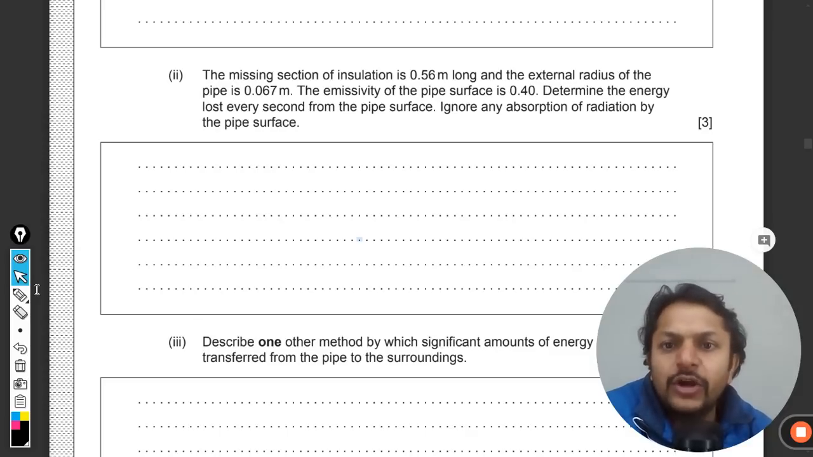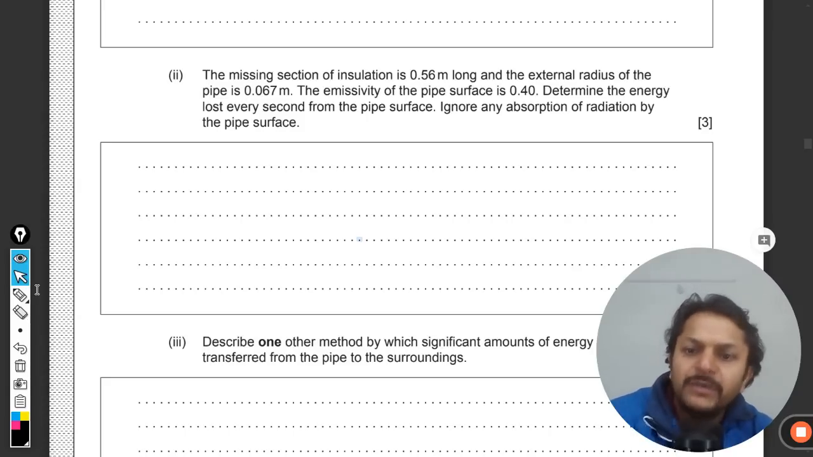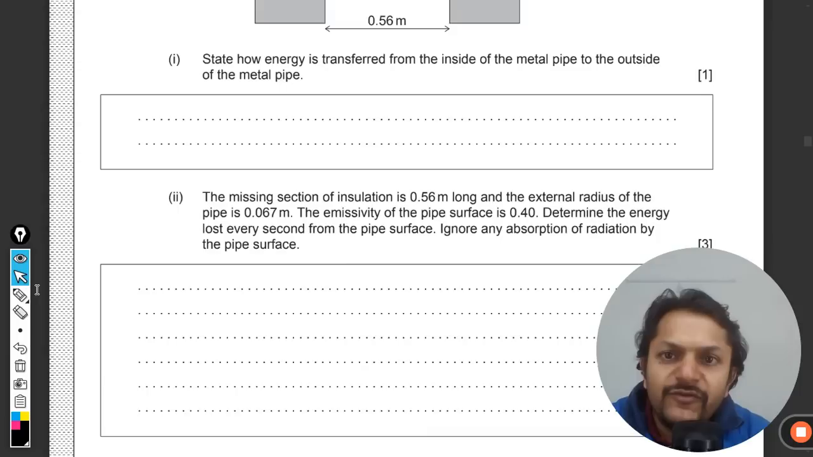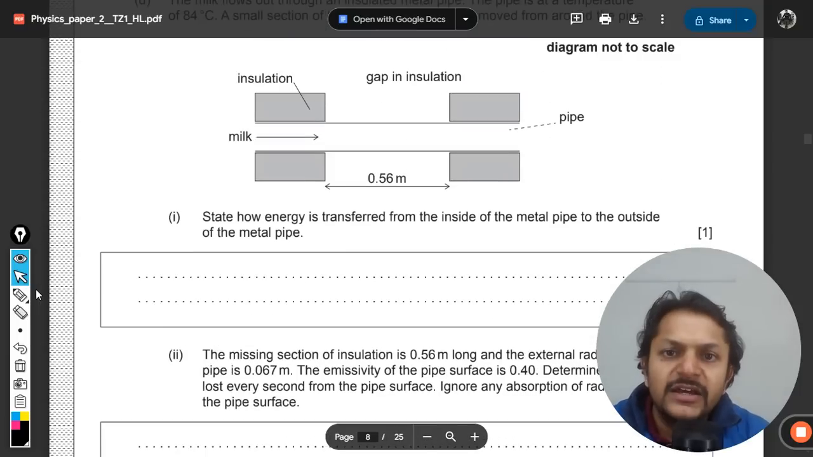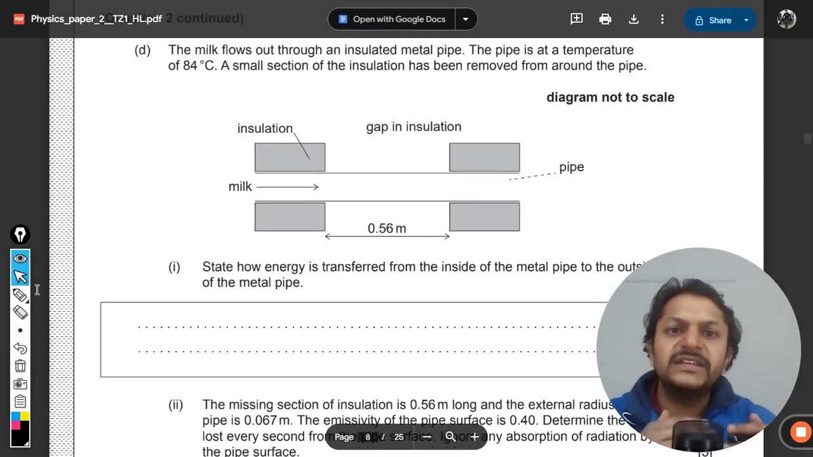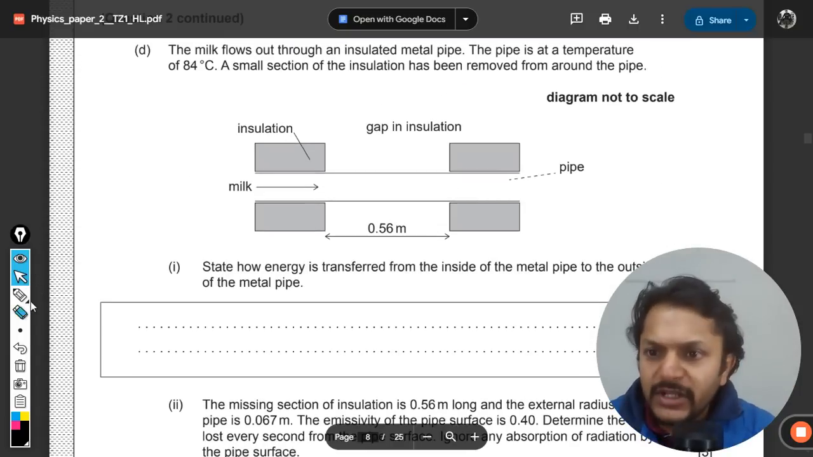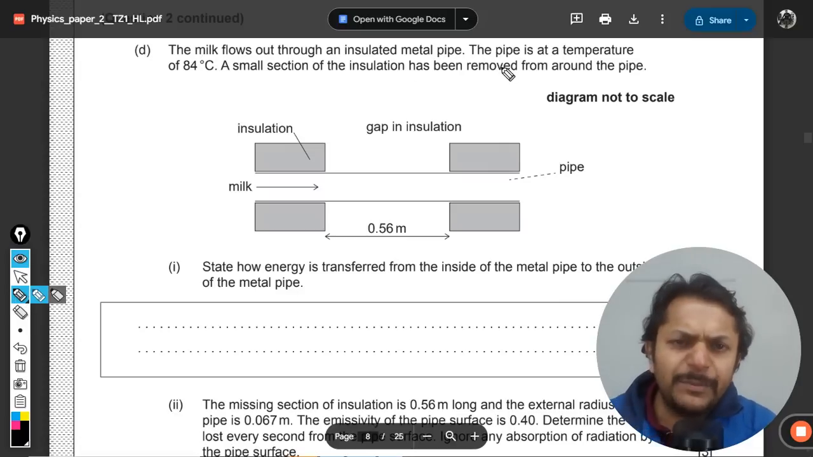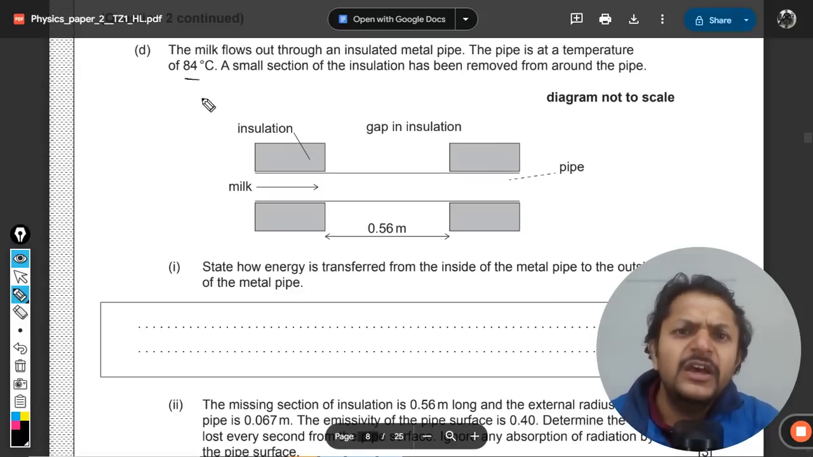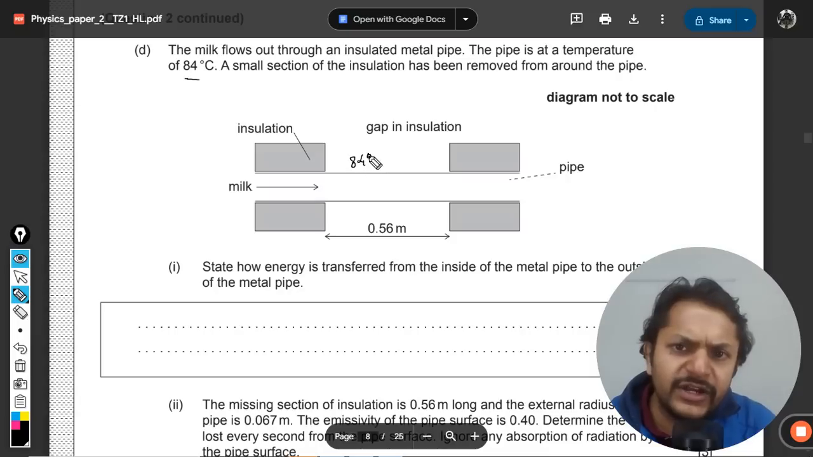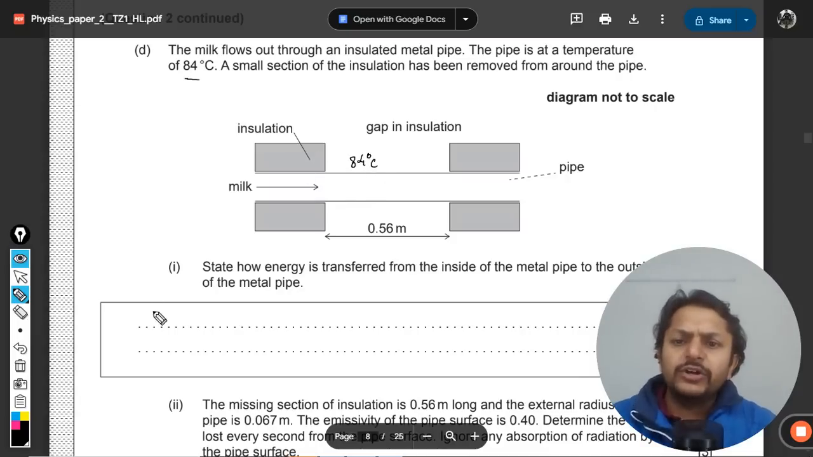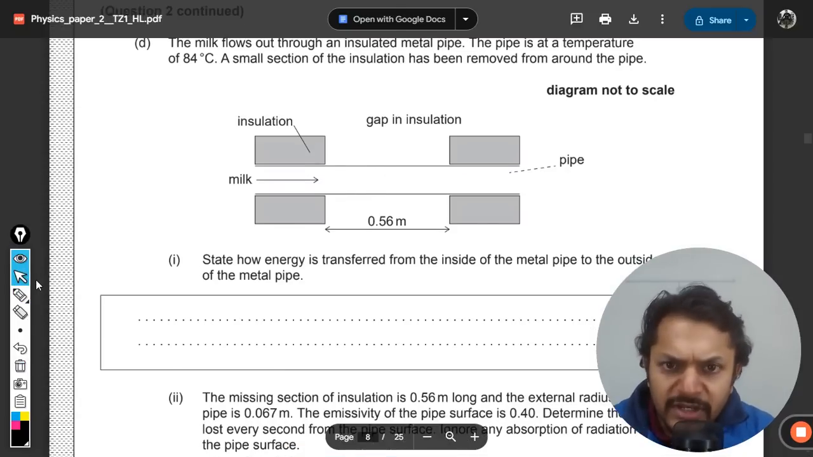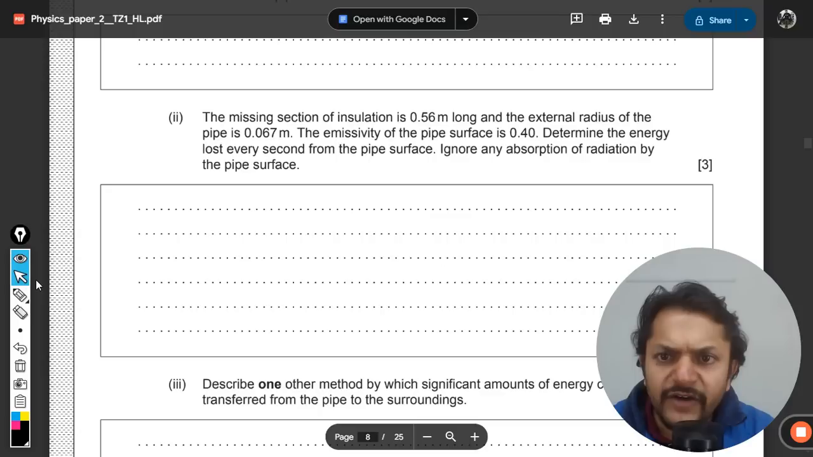Determine the energy lost every second from the pipe surface. Ignore any absorption of radiation by the pipe surface. They have not given us the temperature on the outside of the pipe due to the conduction. They are saying the pipe is at a temperature of 84 degrees C, so we can just assume that the outside is also maintained at 84 degrees C, because the other temperatures are not given. So I would be using a formula here.